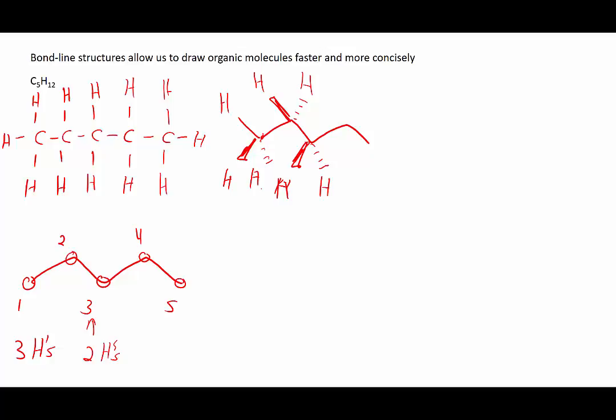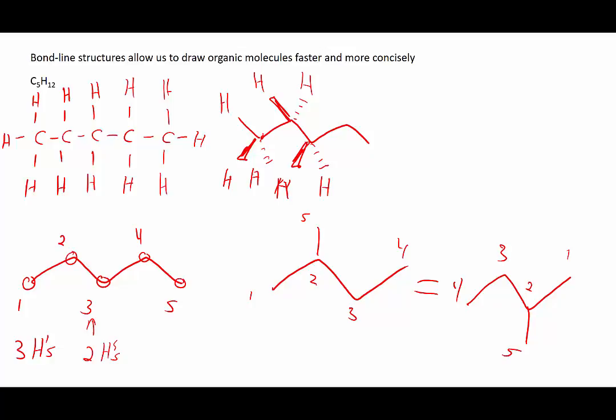But let's draw another constitutional isomer of C5H12. Instead of going all 5 carbons in a line, let's draw 4 of them in a line. Now we need to add a 5th carbon, so we'll just add a carbon right there. So how many carbons do we have total? 1, 2, 3, 4, 5. We could also draw this differently, but these are actually equivalent molecules. Why? Well, 1, 2, 3, 4, 5. The extra 5th carbon is still on carbon 2, this bond right here. In each case, all we've done is we've flipped this molecule over.